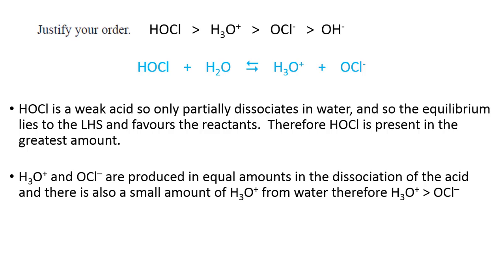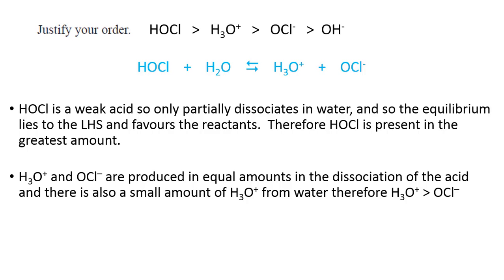The next point to make is that H3O+ and OCl- ions are produced in equal amounts in the dissociation of the acid, and there is also a small amount of H3O+ ions coming from the water. So therefore the H3O+ ion concentration is greater than the OCl- ion concentration.